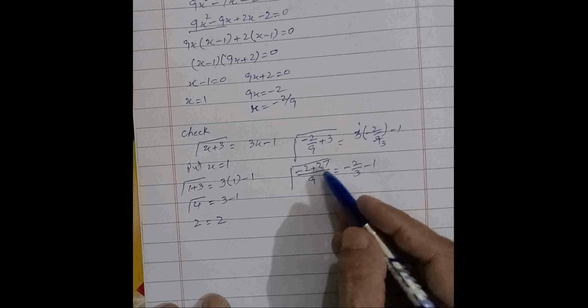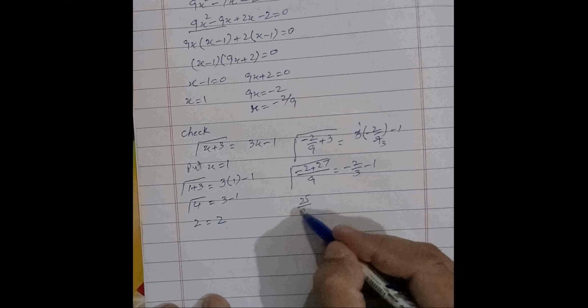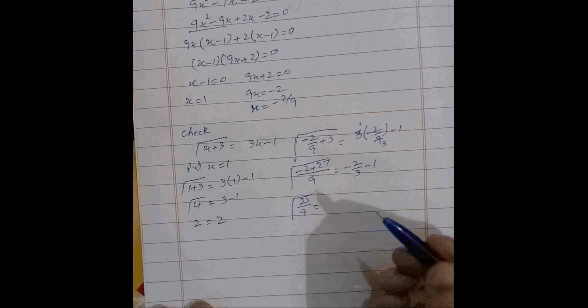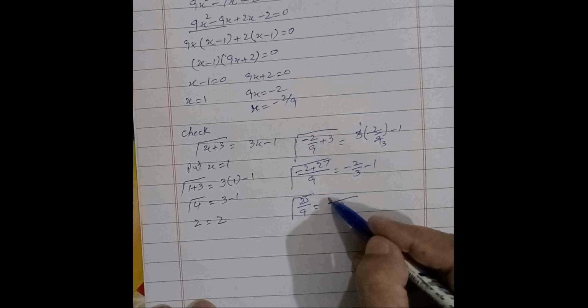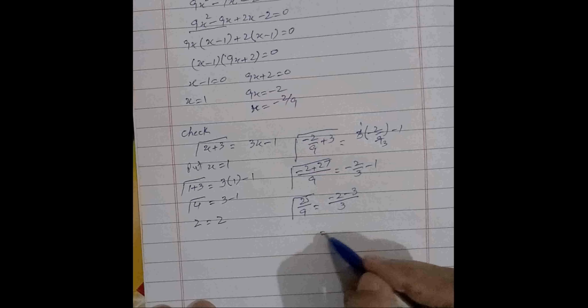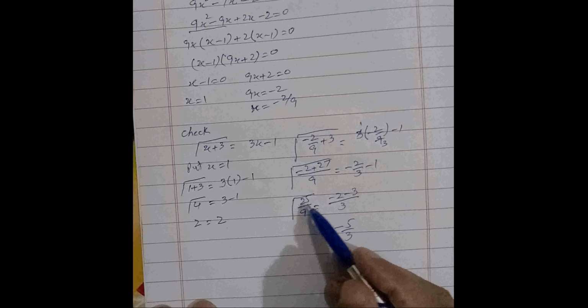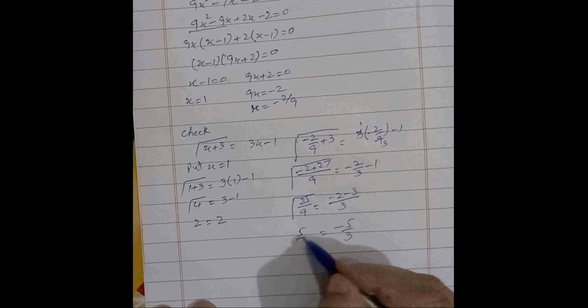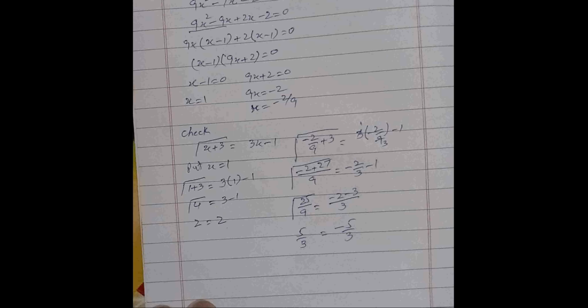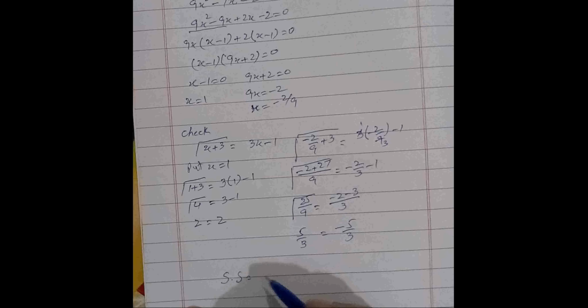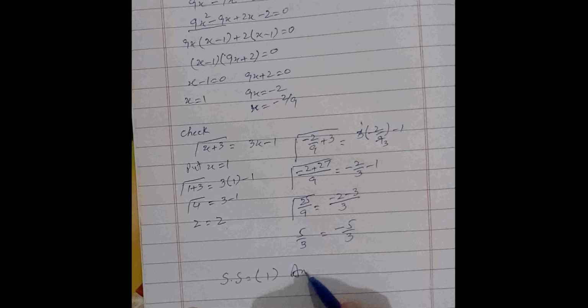The answer is 27 minus 2 is equal to 25 over 9. Square root is equal to, take LCM 3, minus 2 minus 3 is equal to minus 5 over 3. And when we take the square root of 25 over 9, we get 5 over 3. And these values are not satisfied the question, so the solution set is only 1. Answer.